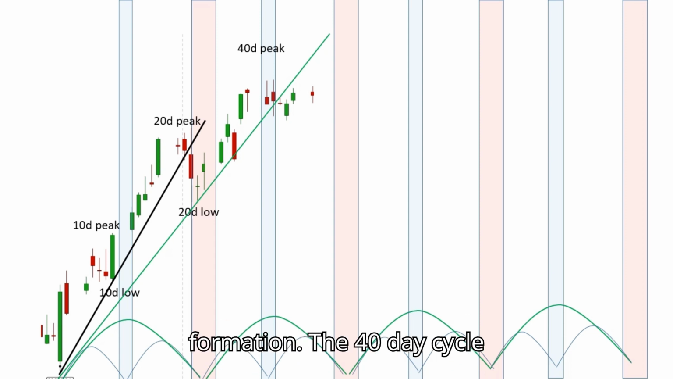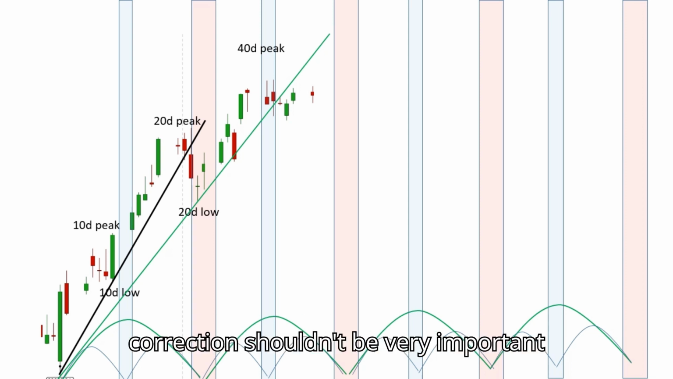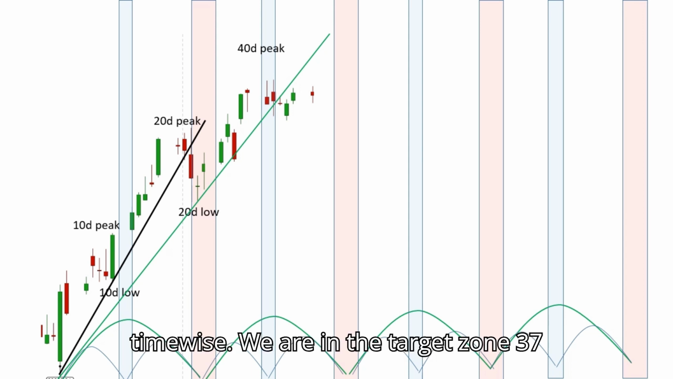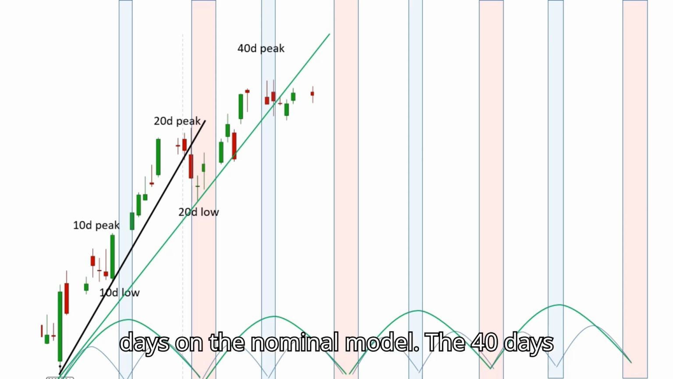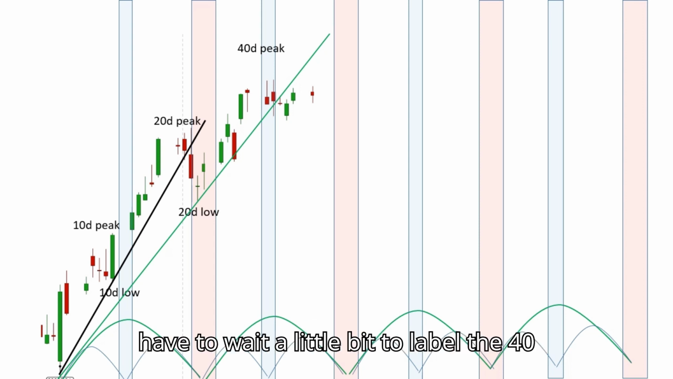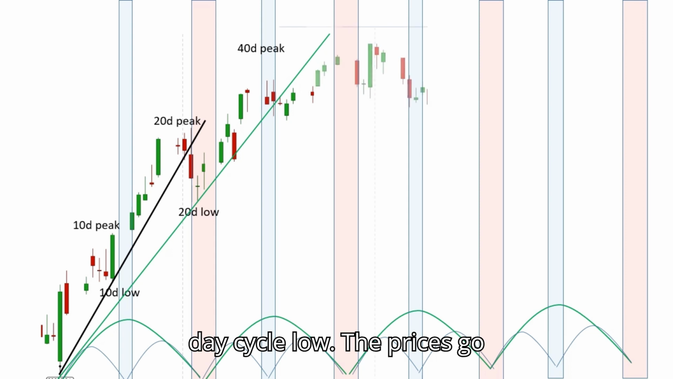The 40-day cycle peak occurred late in the cycle. We have a right translation, meaning the correction shouldn't be very important. Time-wise we are in the target zone, 37 days. On the nominal model, the 40-day cycle average is 34 days. We have to wait a little bit to label the 40-day cycle low.